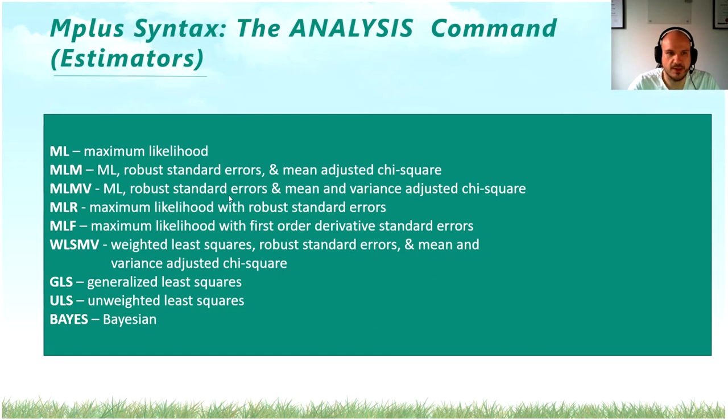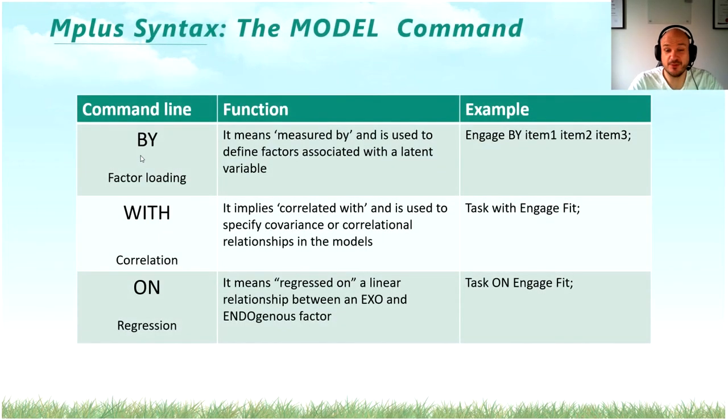Okay, so what are the statements that you can use in the model command? There are three things that you need to remember. It's very simplistic. We have what we call BY statements, we have WITH statements, and we have ON statements. BY statements help us to create latent factors. It basically helps us to estimate which items attribute to which latent variable. It basically means measured by. So in this case you will see engagement is measured by item 1, 2, and 3, and then it will create a latent variable called engagement.